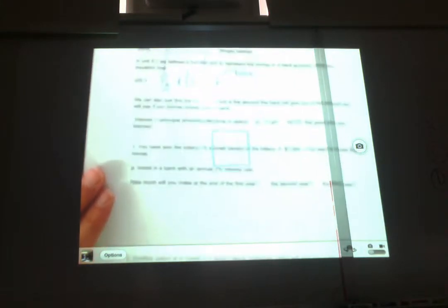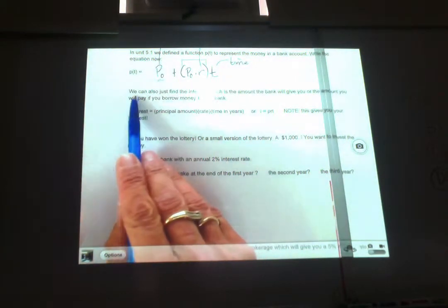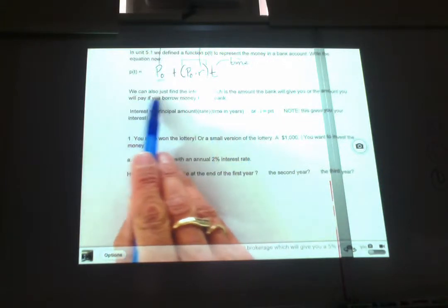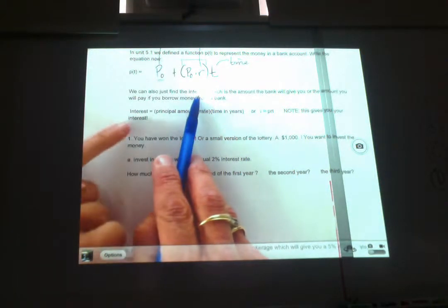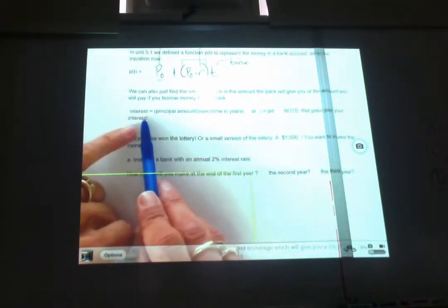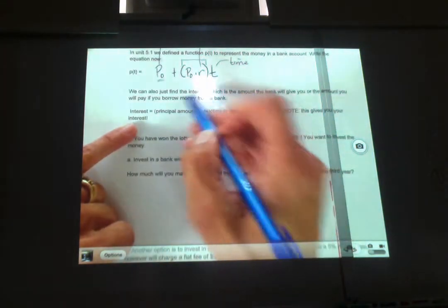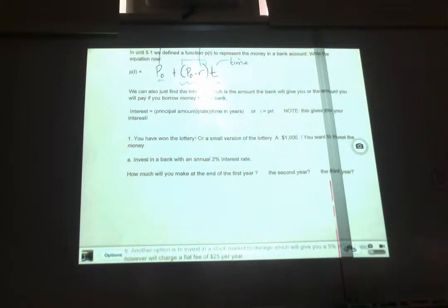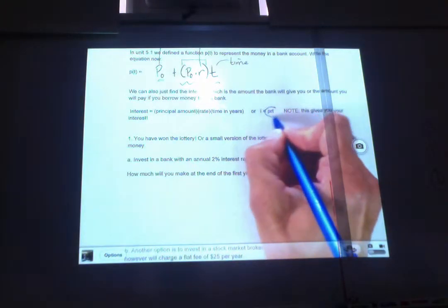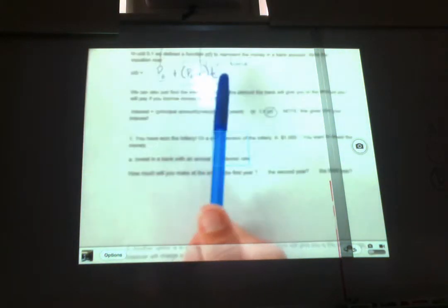Okay. We can also, Sam, could you read? We can also just find the interest, which is the amount the bank will give you, or the amount you will pay if you borrow money from the bank. Interest is principal times rate times time. So just this part right here, that's going to be the interest. Suppose you want to know after how many years, how much extra did I earn? That's the interest. It's PRT, principal times rate times time. You'll see this formula in other places.